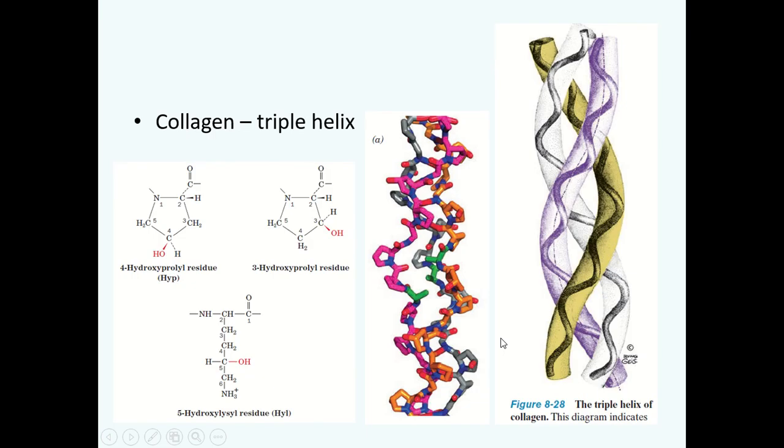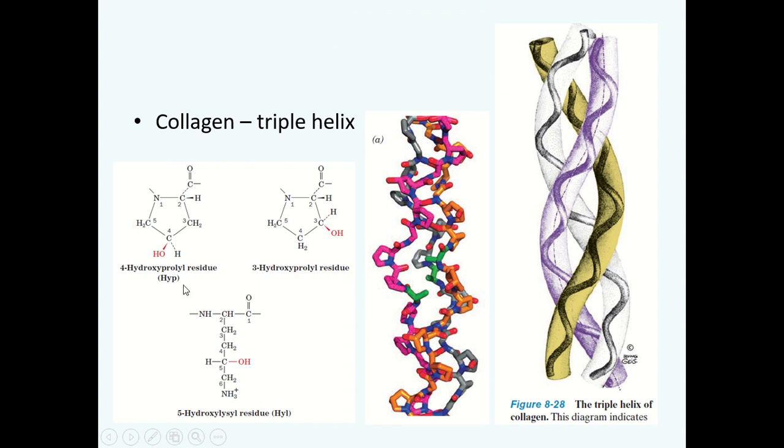The next important structural protein is called collagen. Collagen is a structural protein. Again, it's a fibrous protein which is found in different types of body matrices. It is associated with the bones. It is found in the gums and several other body matrices. Collagen is important because it provides physical strength to different body matrices.